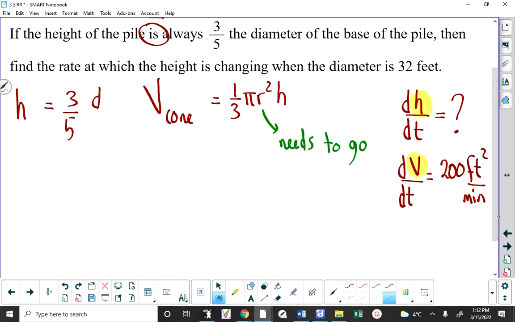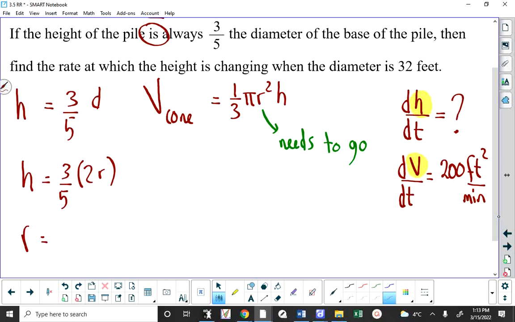Well, the solution lies in this h equals 3/5 d. Because diameter is 2 times the radius. So I can easily change that to say that the height is 3/5 of the diameter, change it to the height is 3/5 of 2 times the radius. Because that's what the diameter is. And I can rearrange this now for r to replace the r in my volume function.